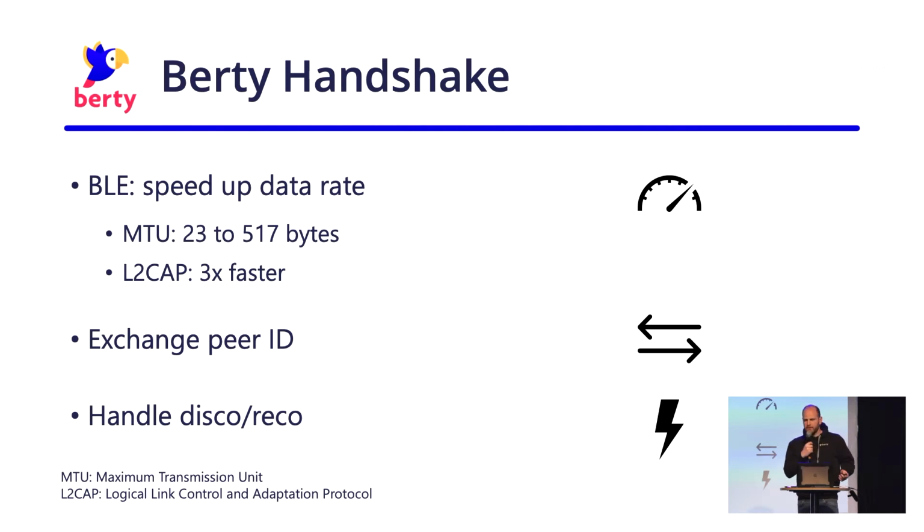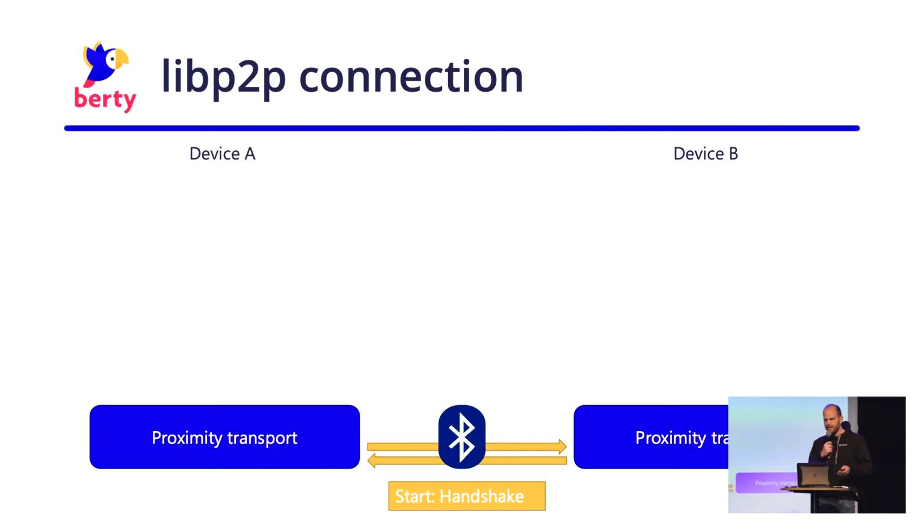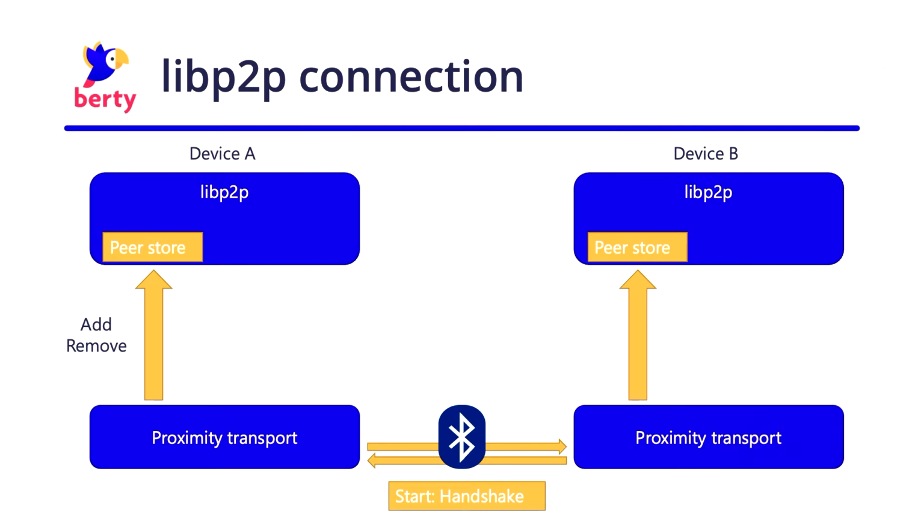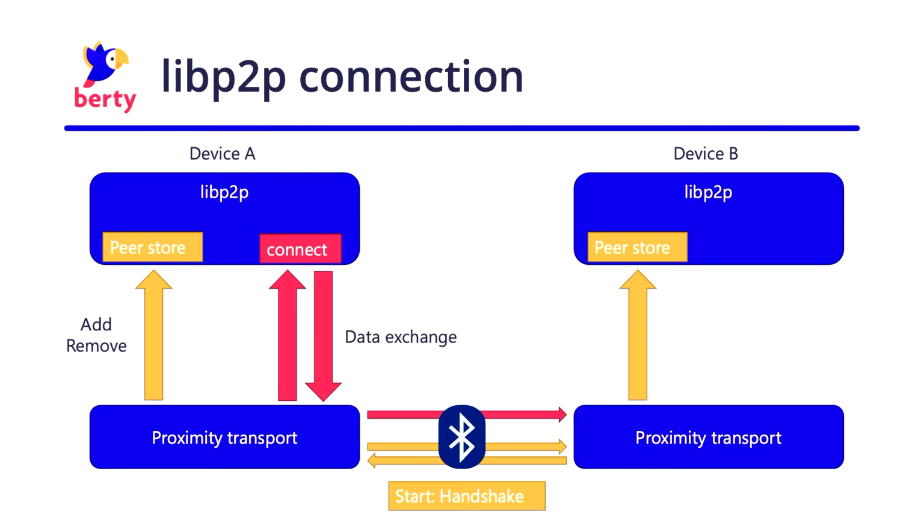So when the handshake is done, here we have two devices, one left, one right. The proximity transport will tell libp2p, I have a new peer, so add it to the peer store. In the same way, if there is a Bluetooth disconnection, the proximity transport will remove the peer from the peer store. So after adding it, libp2p will try a connection to the remote device, and the remote device will wait for the incoming connection.